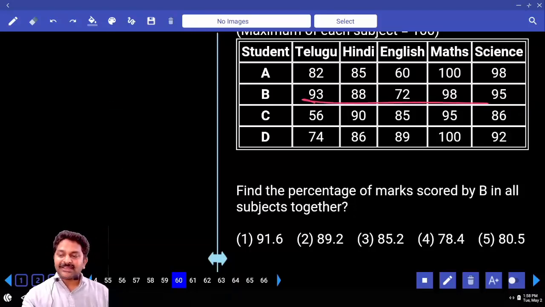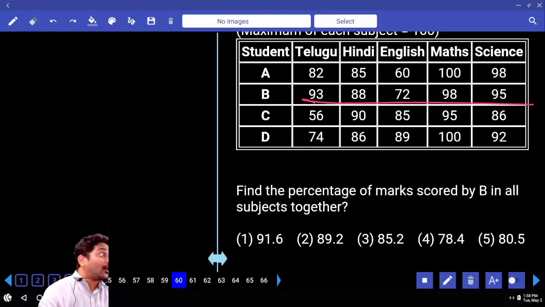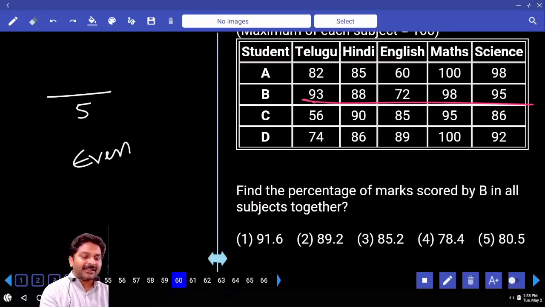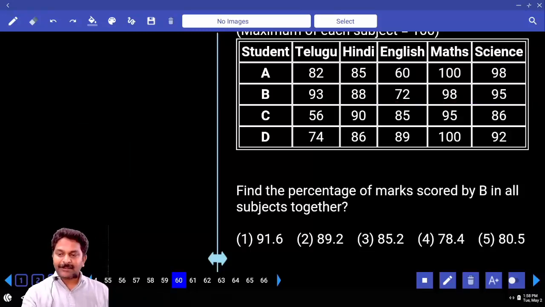Can we go and verify last digit verification? No. If it is average for 5 numbers, you can decide whether you get even number or odd number. That's it. Exact last digit you cannot verify. Understood? Right. So now let's calculate.